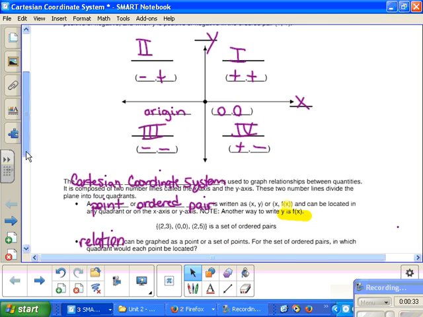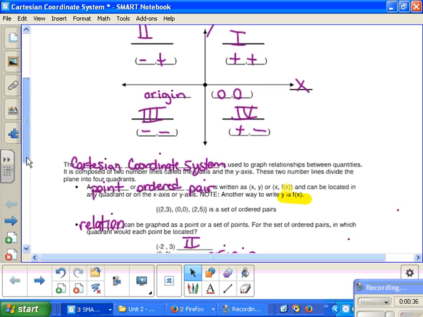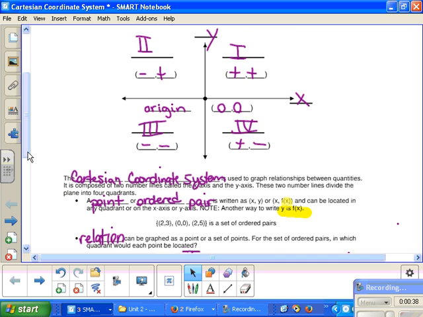Now the next thing is, right here, when we talk about the Cartesian coordinate system, and if you can't read this up here, it's what's listed at the top of your page. The Cartesian coordinate system is used to graph relationships between quantities. We have our number lines, x and y. We've got quadrants 1, 2, 3, and 4. And we usually have points, or another word for it is ordered pairs, that are written as x, y, or x, f of x.